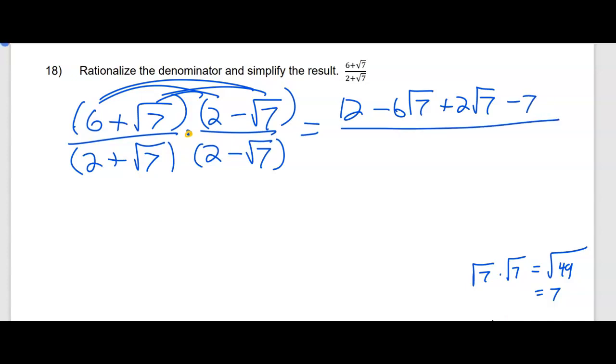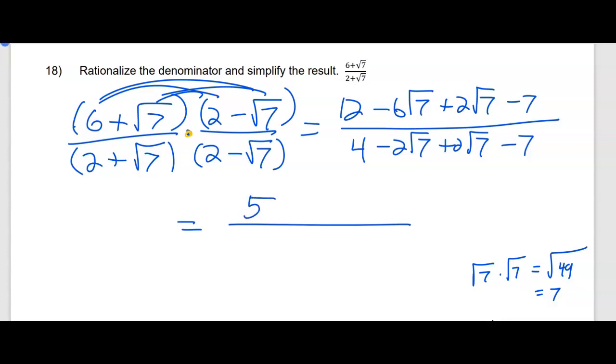The denominator, 2 times 2 is 4, outer product minus 2 square root of 7, inner product plus 2 square root of 7, last again is minus 7. So the numerator 12 minus 7 is 5. Negative 6 square root 7 plus 2 square root 7 is negative 4 square root 7. And the denominator, the inner and outer products go to 0. There goes the radicals there. And 4 minus 7 is negative 3.